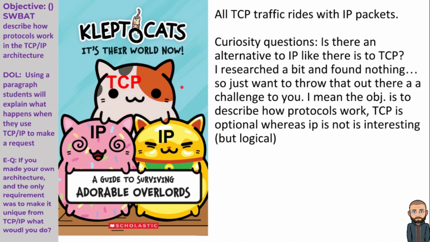And we're talking about series of ones and zeros that make very perfect sense when they're in an exact type of order. I mean, they at least make perfect sense to the computer that's interpreting them. And don't forget to have curiosity in here. I encourage that in all my classes. Is there an alternative to IP? I'm telling you there isn't, but maybe there is. Maybe the teacher could be wrong. I told you the alternative to TCP is UDP, so I researched a bit and I found nothing. So just want to throw that out there, a challenge to you. I mean, the objective is to describe how protocols work. TCP is optional, whereas IP does not seem to be so.